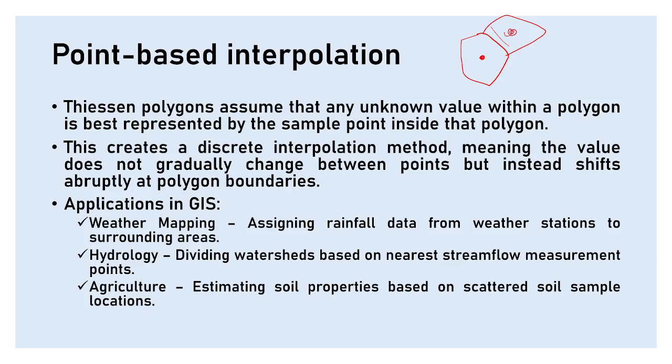In GIS, it is used for weather mapping, assigning rainfall data from weather stations to surrounding areas, because we have a weather station at one point, but we have to interpolate for the surrounding region. Then in hydrology, dividing watersheds based on nearest stream flow measurement points. In agriculture, estimating soil properties based on scattered soil sample locations. All this is helpful when we are dealing with a huge region and it's not possible to sample every nook and corner. In such cases, interpolation is very useful.